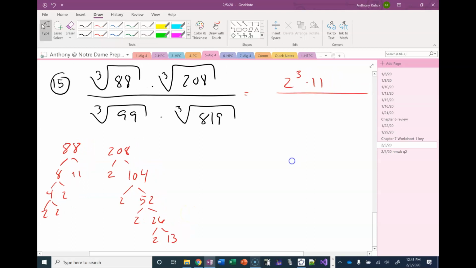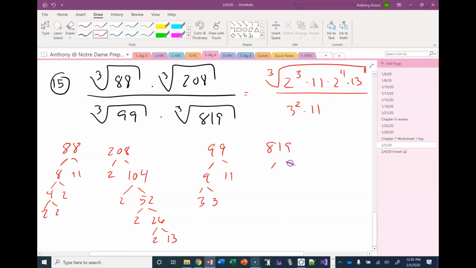So I also have a 2 to the 4th and a 13. So I'm going to just write that under one radical there in the numerator. So far, so good? Okay. Let's do 99 now. Okay. And then 9 is just 3 and 3. So I have a 3 squared and 11.